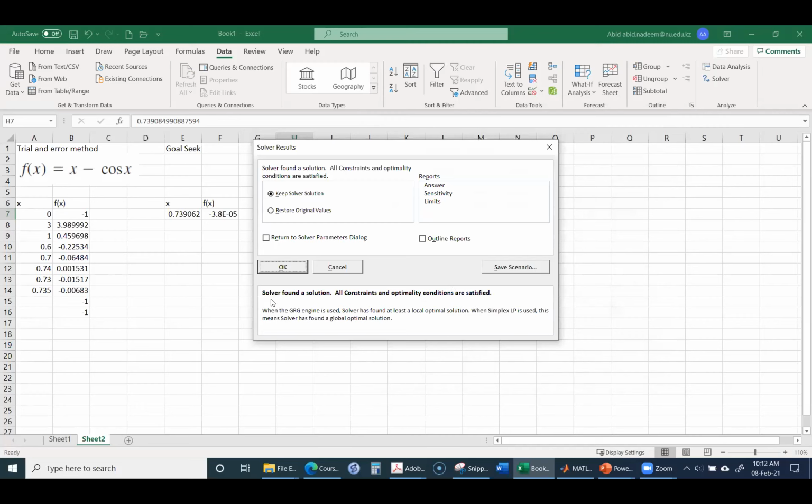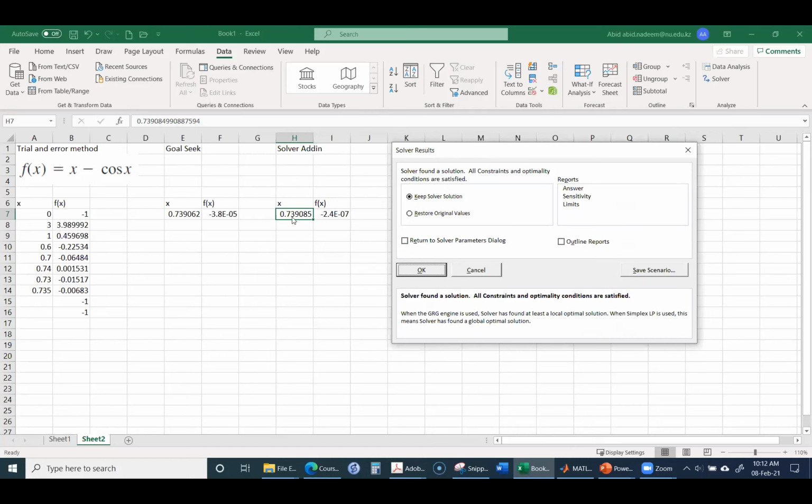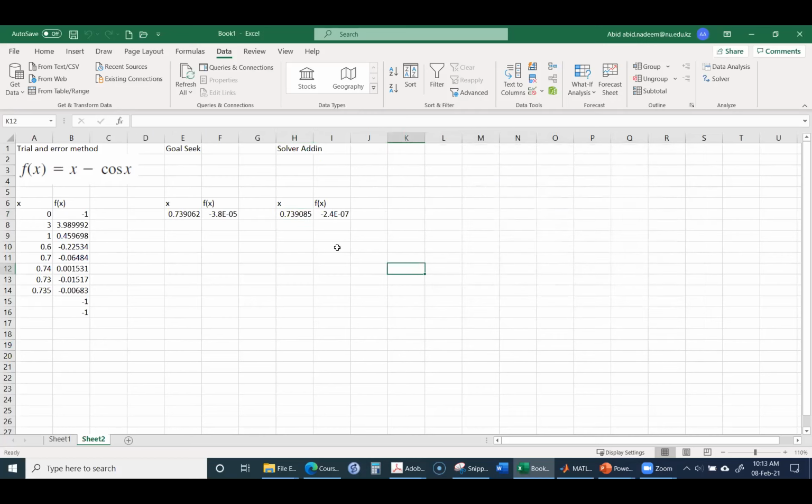Here I will see that the solver found a solution, and all constraints and optimality conditions are satisfied. So the solution has been found over here, right? Now I will click OK. Then I will see that this is the solution which I got from the solver add-in, and this is the solution which I got from goal seek.